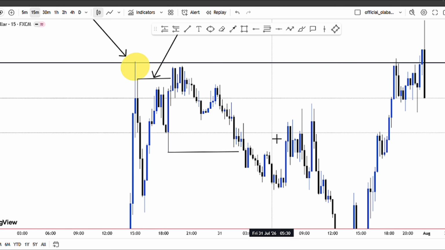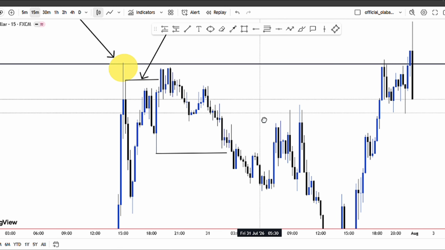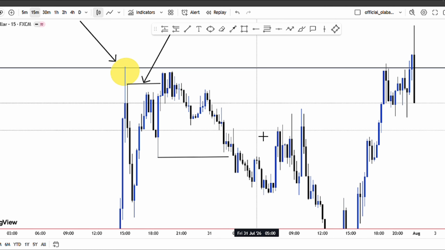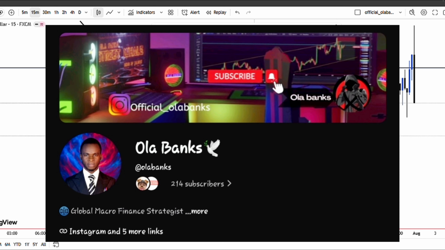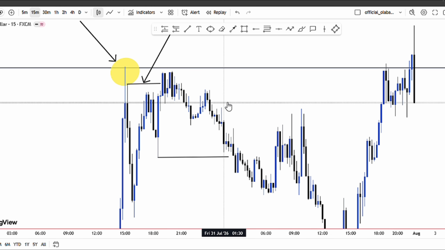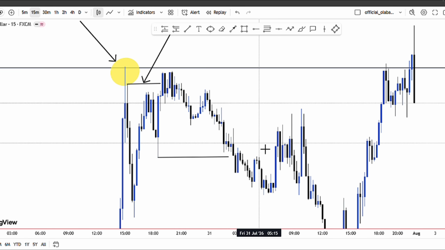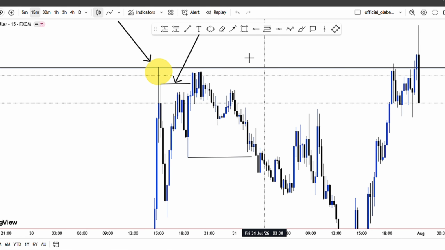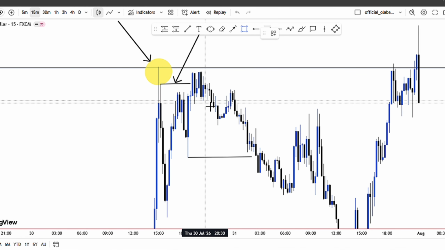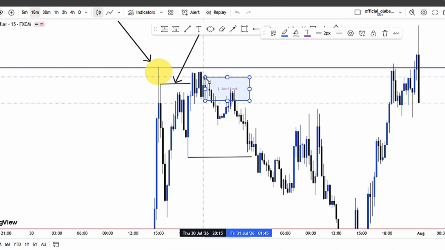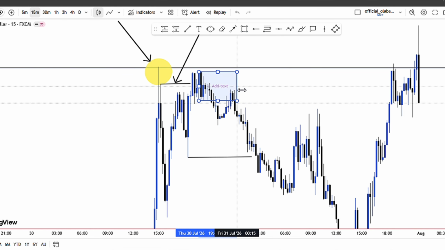Now, you'll be confused here that I said the last candle before the major move is the supply. Don't worry, let me explain something to you. This candle has been mitigated. This place has been mitigated. So we have no problem. This one has already been mitigated, so we shouldn't be expecting price to come back to this one.